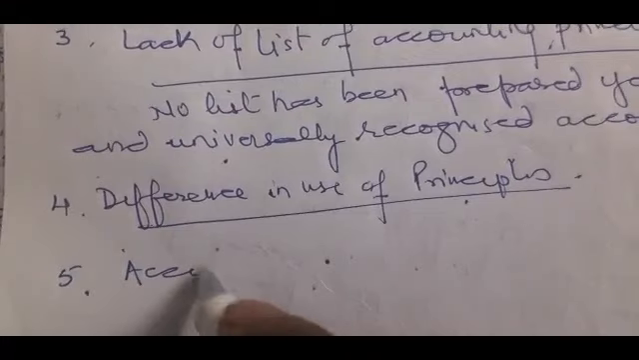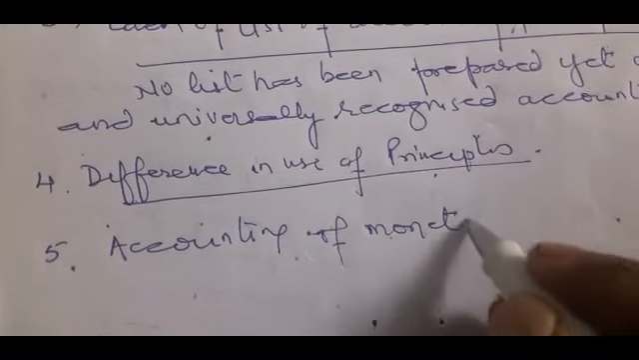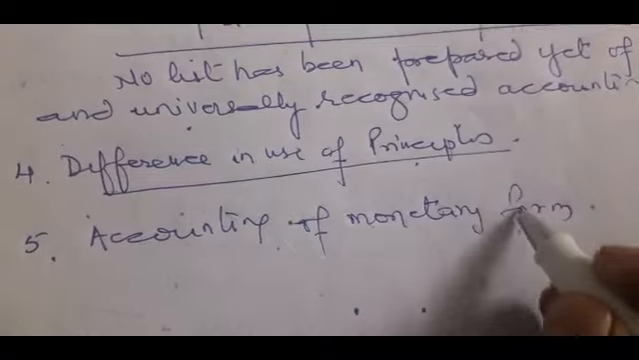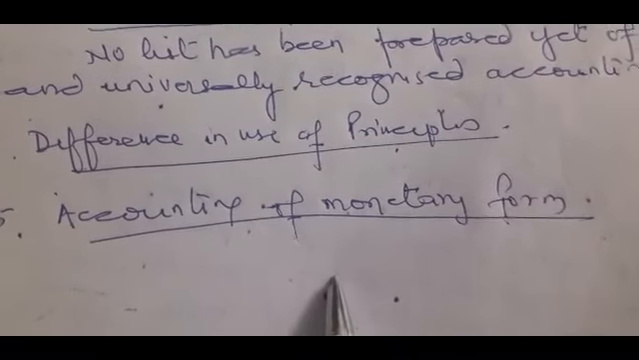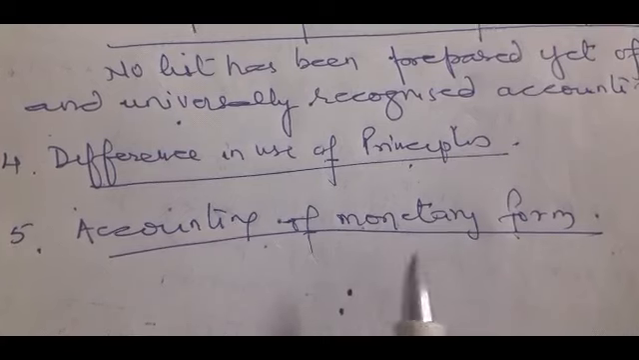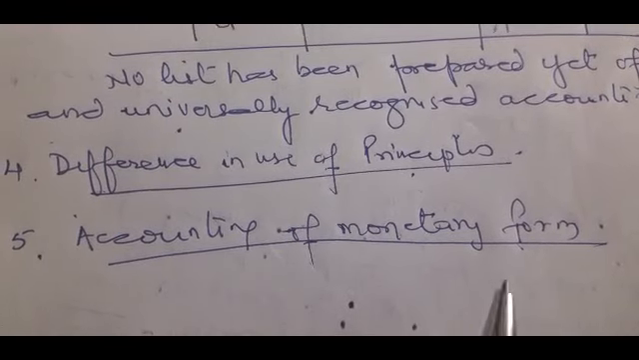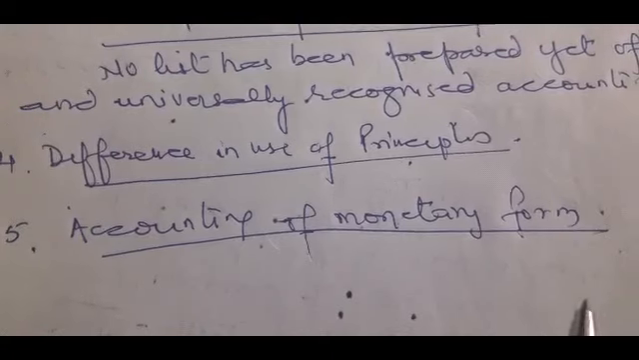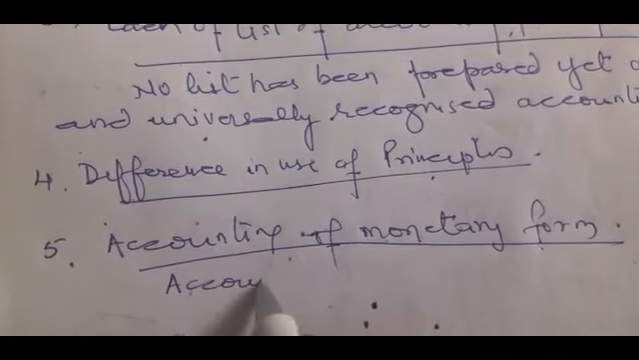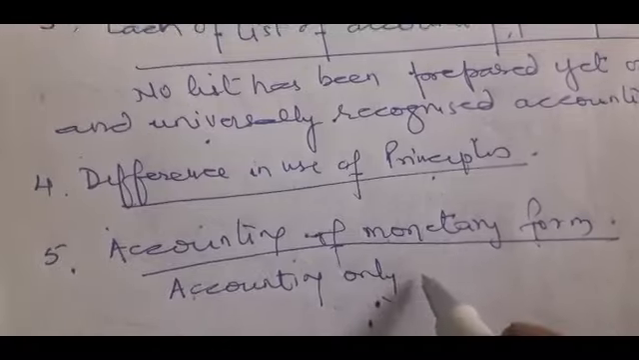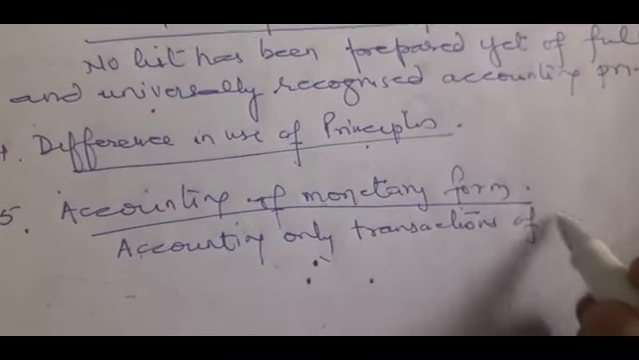Accounting in monetary form. This is a very important limitation of accounting principles, because in accounting only transactions in monetary forms, in the form of money, are recorded. In accounting only transactions of monetary form are recorded.